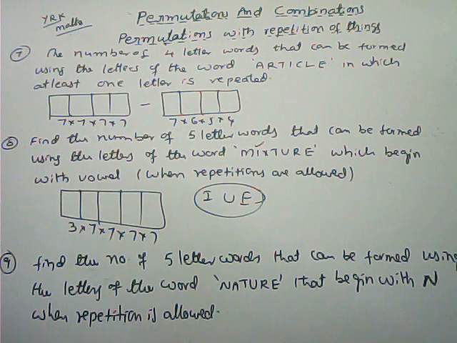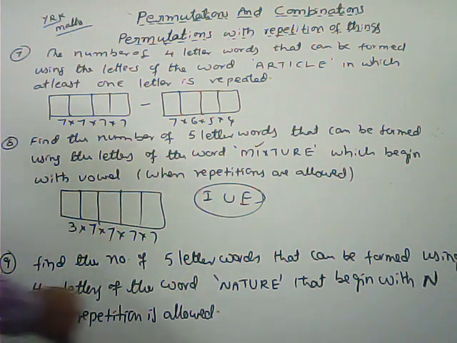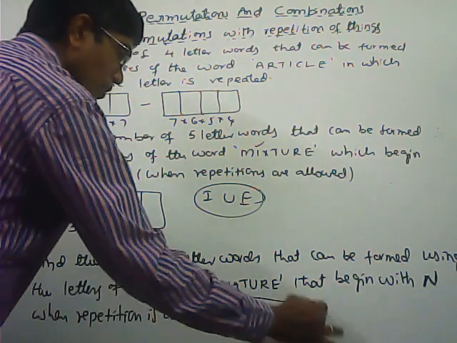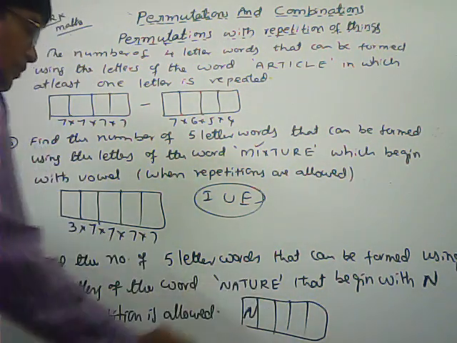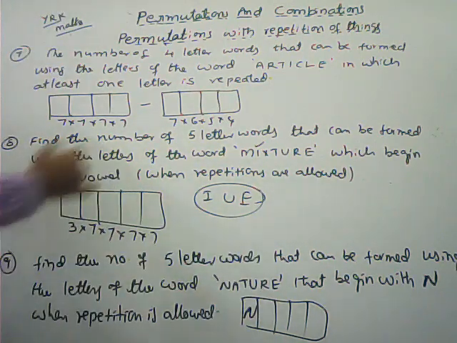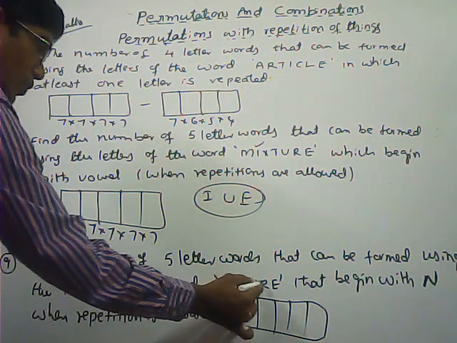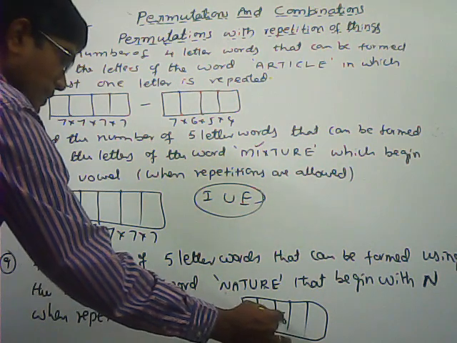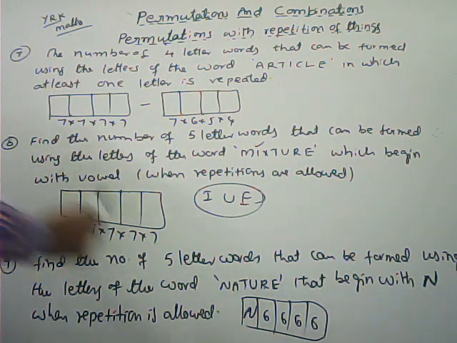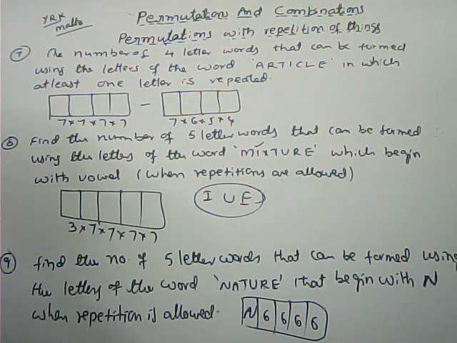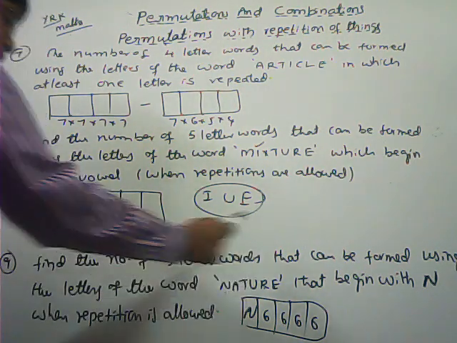Next, find the number of 5-letter words that can be formed using the letters of the word nature that begin with N when the repetition is allowed. Here we want 5-letter words. 1, 2, 3, 4, 5. Begin with N. So here we can keep any one. Repetitions are allowed. 1, 2, 3, 4, 5, 6. Here 6 ways, here 6 ways, here 6 ways, here also 6 ways. Already we have done that one. 1296, same model. So begin with all these 1296 words, 5-letter words starts with N only.